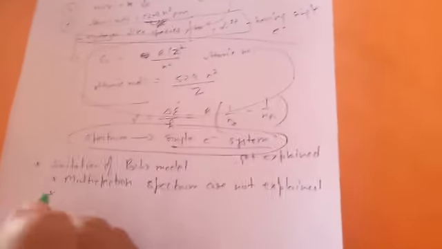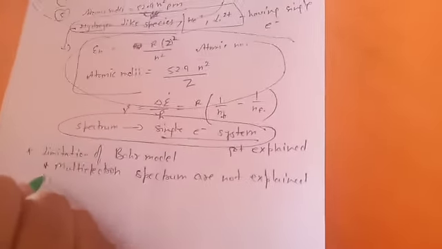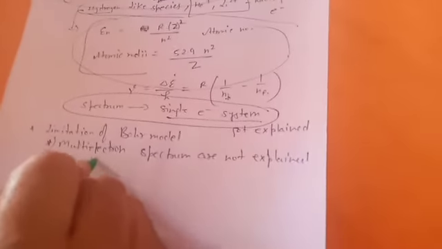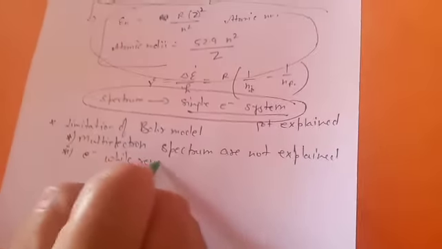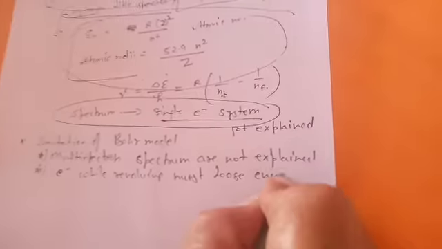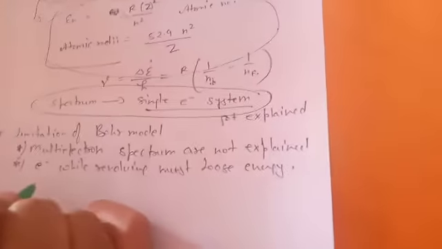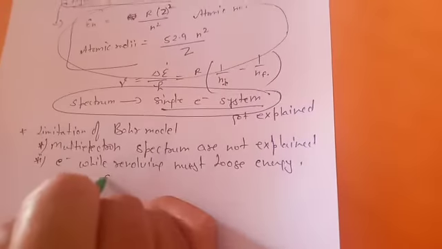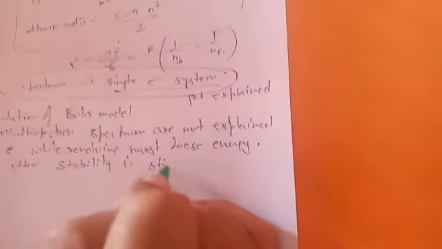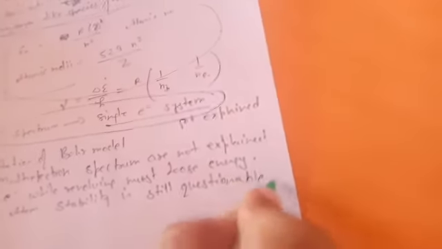Now, what more limitation can you talk about? The electron, while revolving, must lose energy. So the whole concept is the same thing, that atom stability is still questionable. Meaning to say, atom stability is still not defined by the Bohr model.